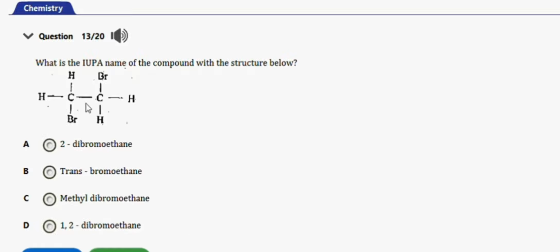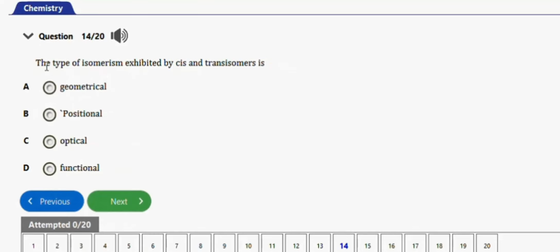1,2-dibromoethane is the right naming for this compound. Next question will be, remember we have 2 bromine elements here, so that's why we want 2-dibromoethane. Next question will be this one. It says the type of isomerism exhibited by cis and trans isomers is, so it's simple geometrical isomerism. Alright, so that's it for this question.